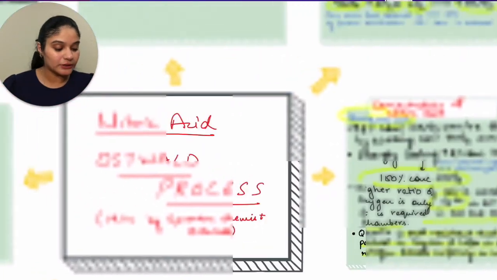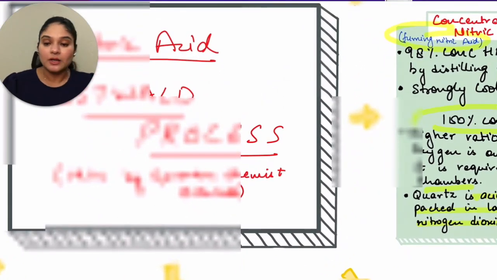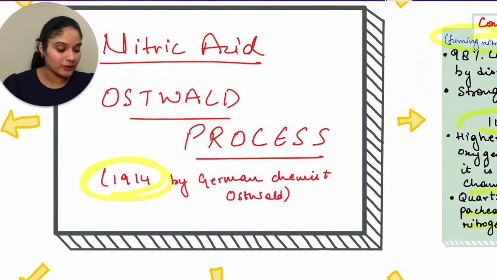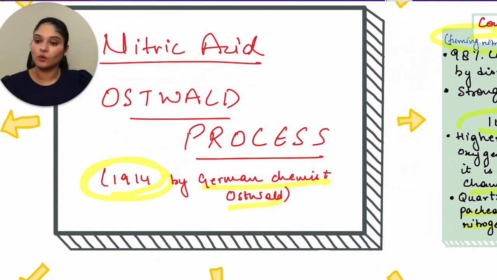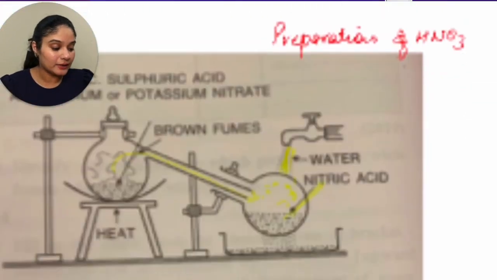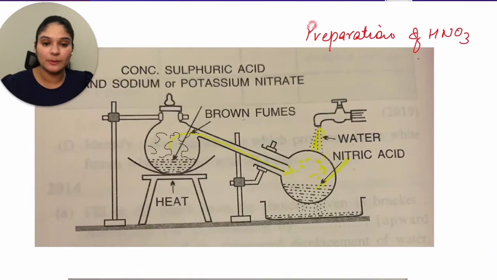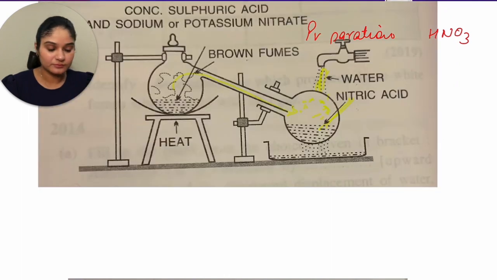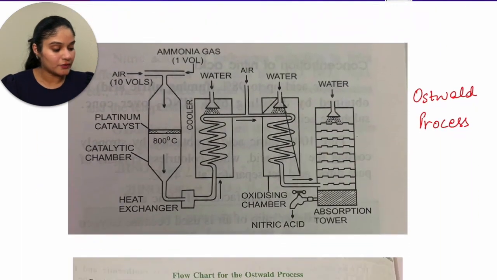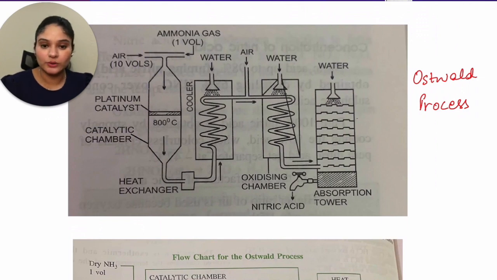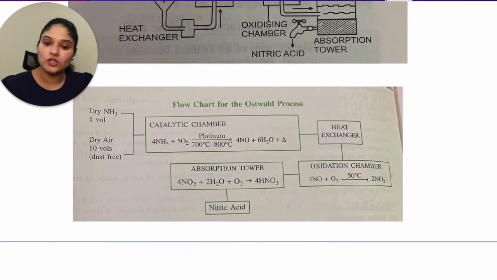Okay, so this is your Ostwald process. It was discovered in 1914 by a German chemist, Ostwald. Now let's look at a few diagrams very quickly. This was the preparation of nitric acid. We already discussed this. And after this you have the Ostwald process. You can clearly see the water trickling down. If you have any doubts about the process, you can ask me in the comment section. And the last is a flow chart. I have also attached a flow chart here, so you can take a look at the flow chart also.